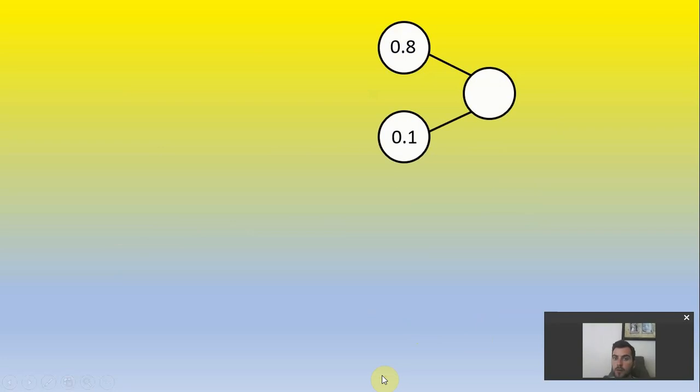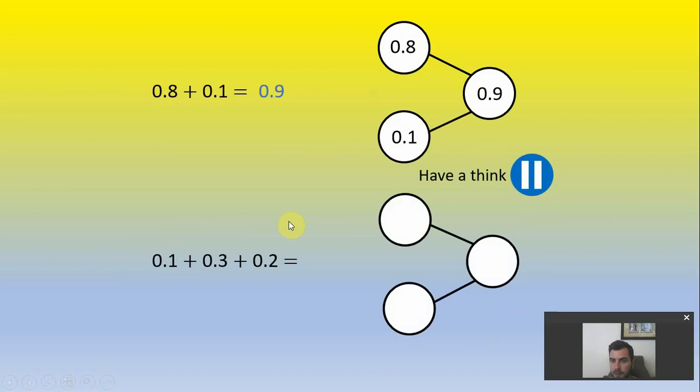Looking at the part whole model here, we've got 8 tenths add 1 tenth written as decimals. If you add them both together, we know we get 9 tenths. Now it's your turn to have a go. This time we've got 1 tenth, 3 tenths, and 2 tenths as decimals. Add them together, please. Pause the video. Off we go.